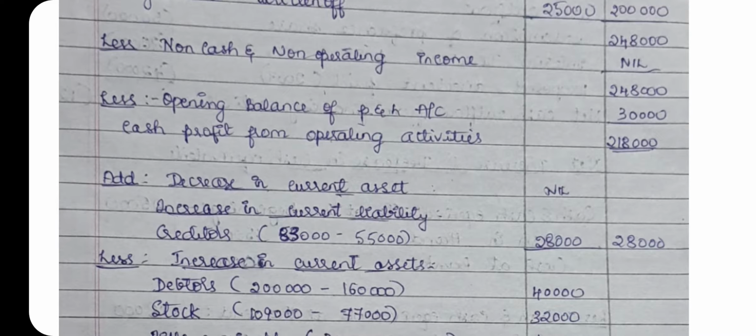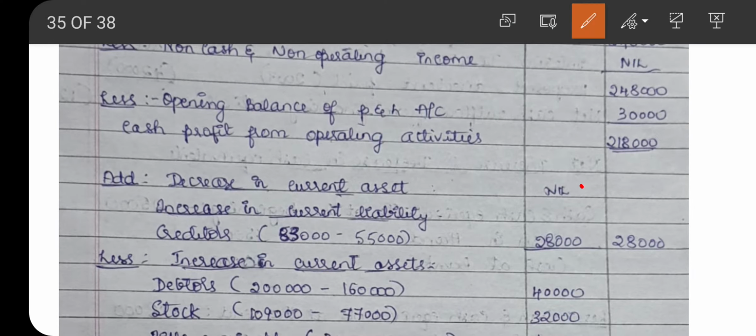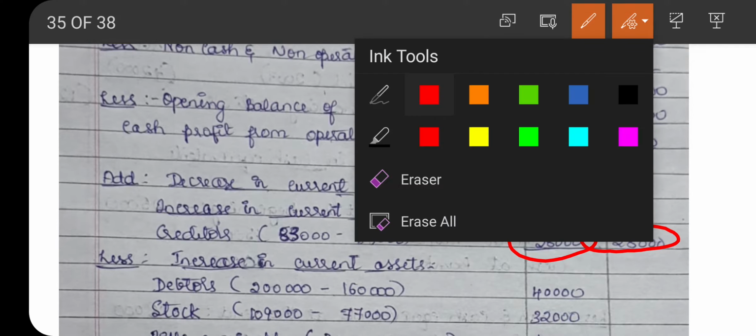Now add decrease in current asset and increase in current liability. There is no decrease in current asset in this problem, it is nil. And for increase in current liability, we have only one item, that is creditors. The opening balance was 55,000, closing balance is 83,000. So the difference is 28,000; 28,000 has been increased. No other items, so we will write 28,000 in the outer column.